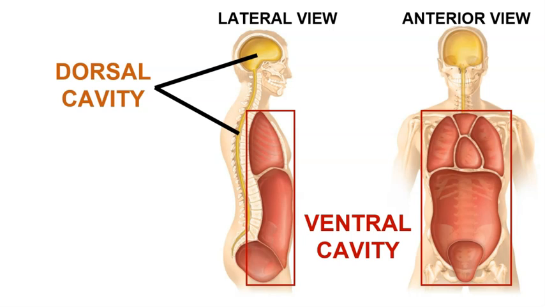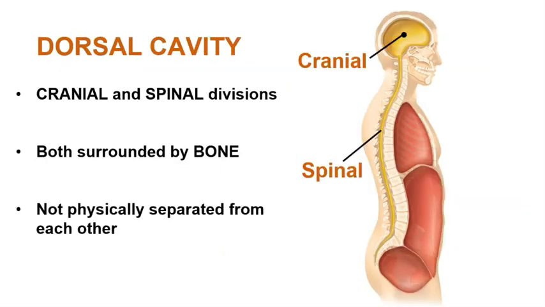We'll begin with the dorsal cavity. So the dorsal body cavity can be further subdivided into the cranial cavity and the spinal cavity. The cranial cavity is continuous with the spinal cavity, and they are not physically separated from one another. The cranial cavity contains the brain, whereas the spinal cavity contains the spinal cord. And both of these cavities are very well protected because they are completely surrounded by bones.